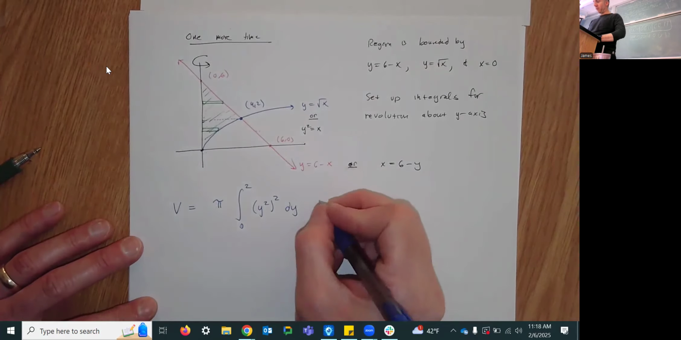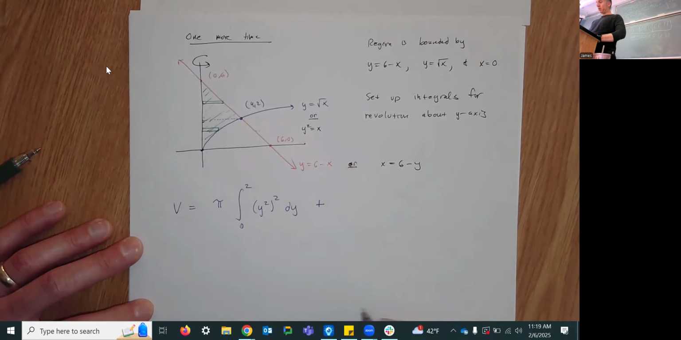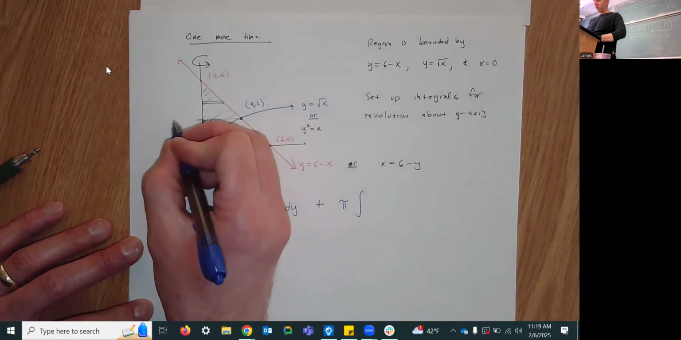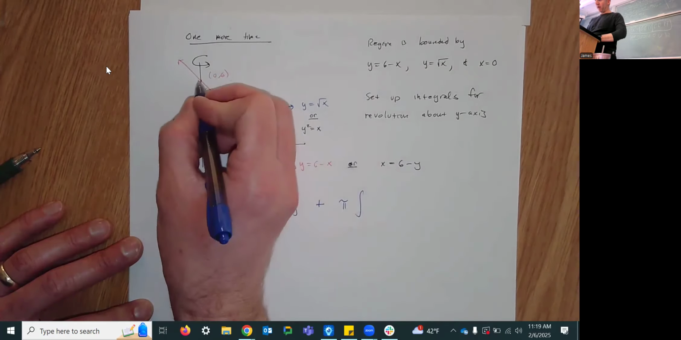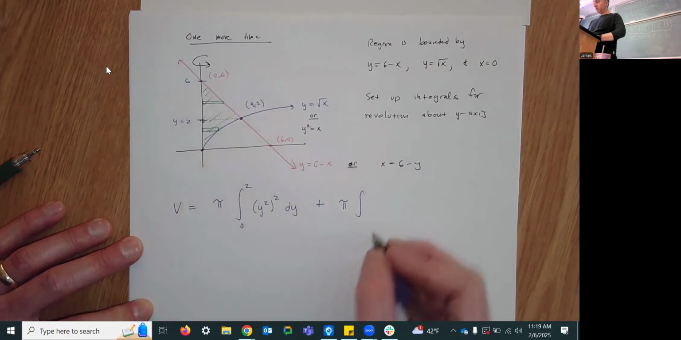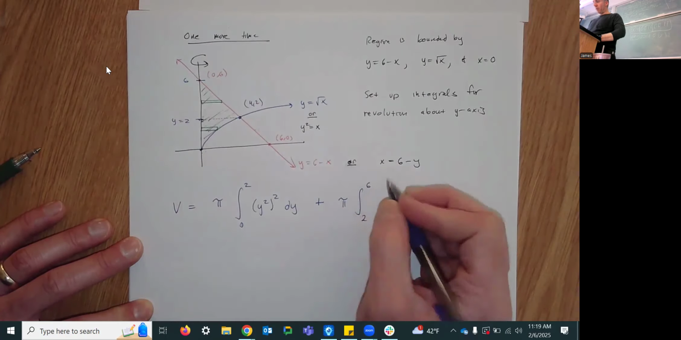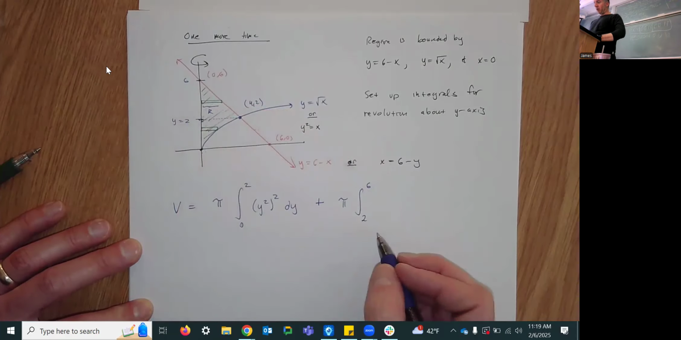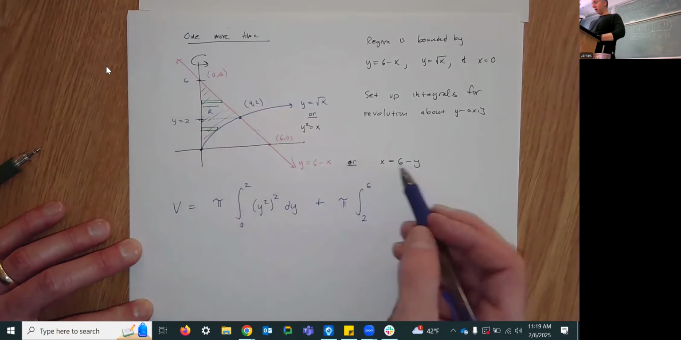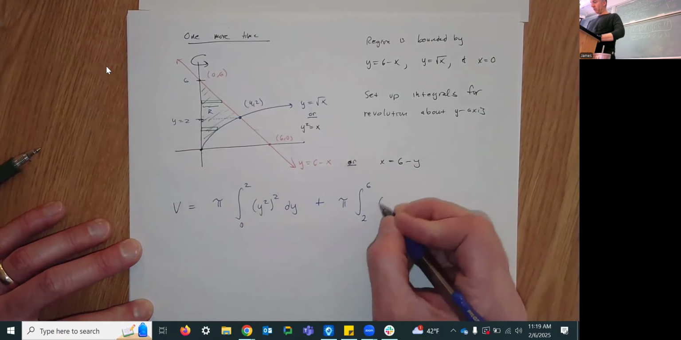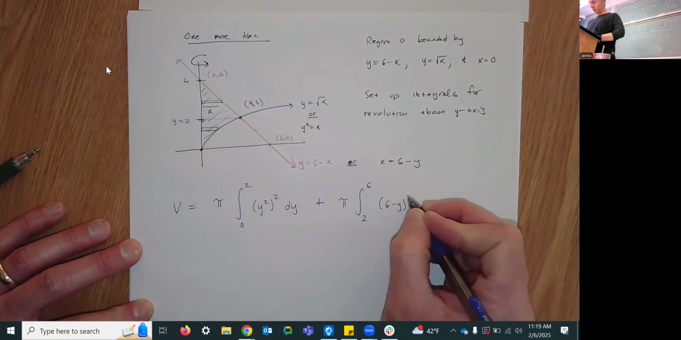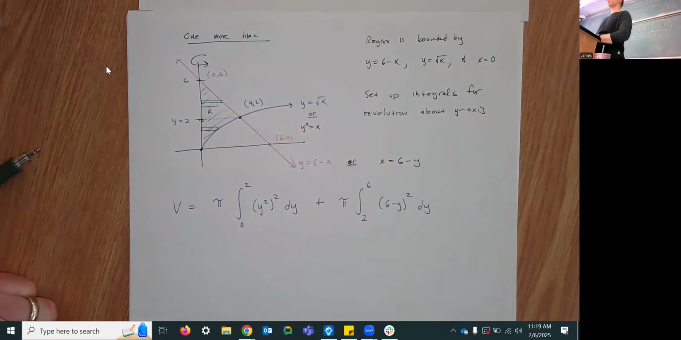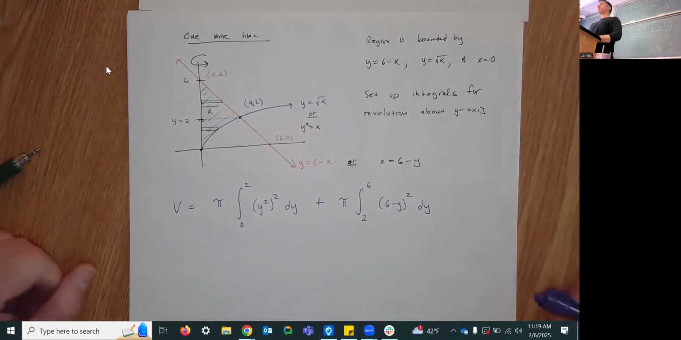And then the second integral is going to be pi times the integral from a y value of 2 to a y value of 6. My radius, which again is just the length of my strip, is going to be my right-hand boundary, which is x equals 6 minus y. So it's that 6 minus y radius squared, dy. And that's fully how we set this up.